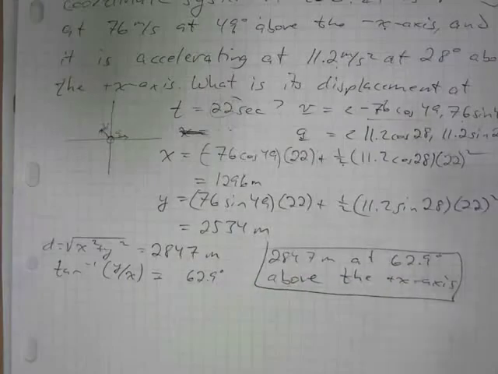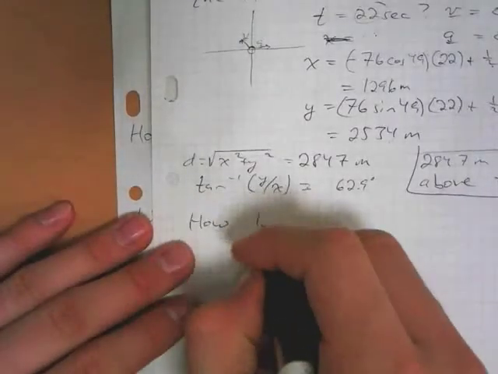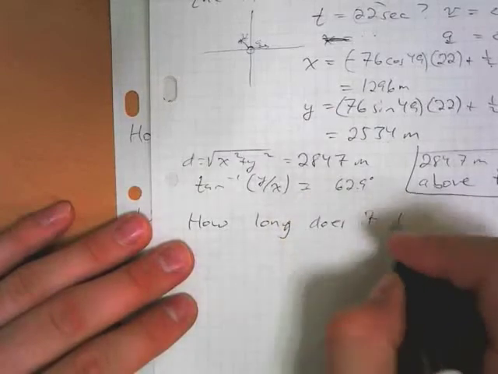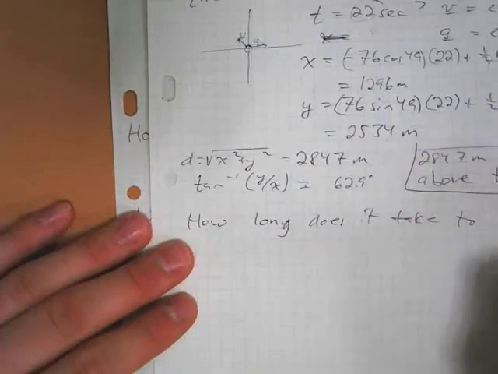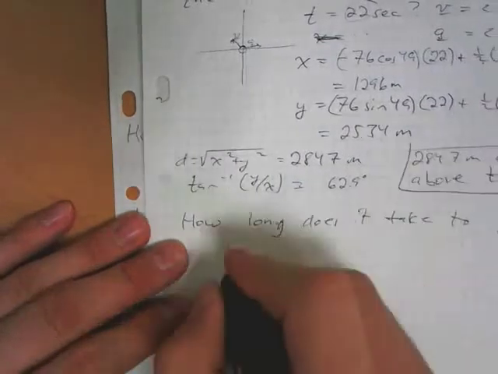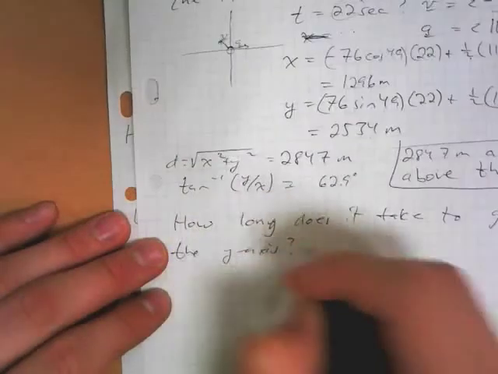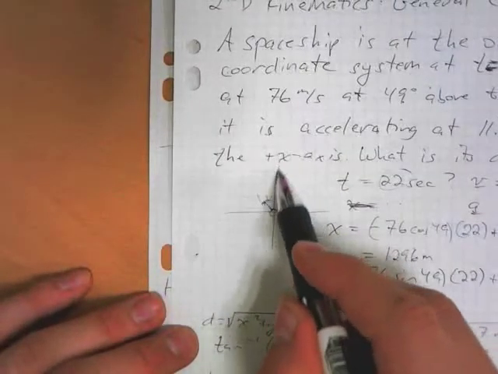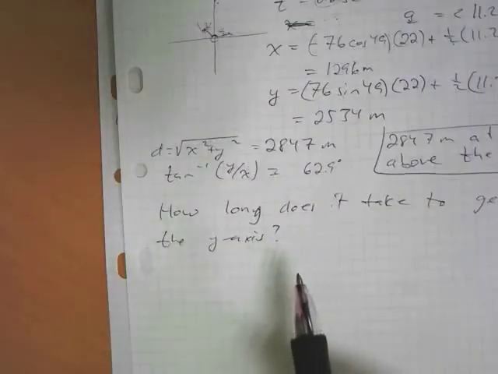All right. I could also ask you some other things. I could say, how long does it take to get back to the y-axis? So we know the spaceship's going to take a curved path. Well, it's going to cross this y-axis at some point. So when is that going to happen?